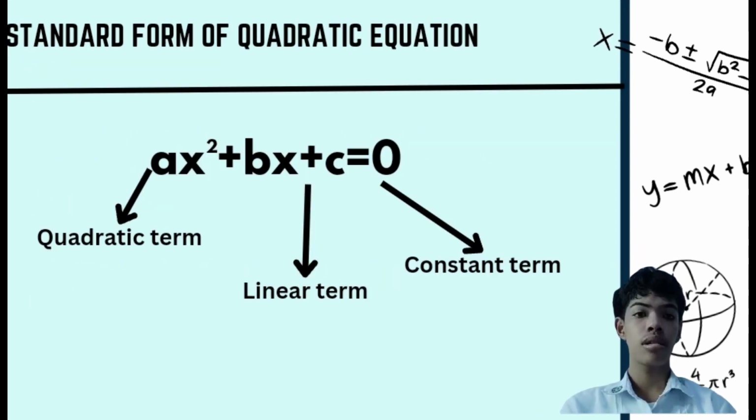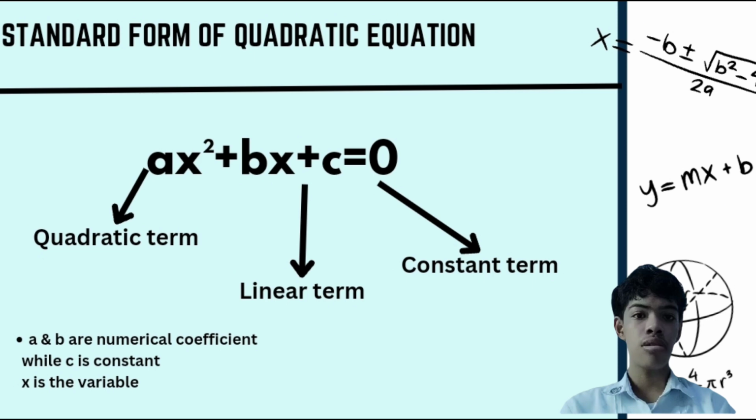Standard form of quadratic equation. Ax squared plus bx plus c is equals to 0. Ax squared is a quadratic term, bx is a linear term, and c is a constant term. A and b are numerical coefficient, while c is a constant. X is the variable.